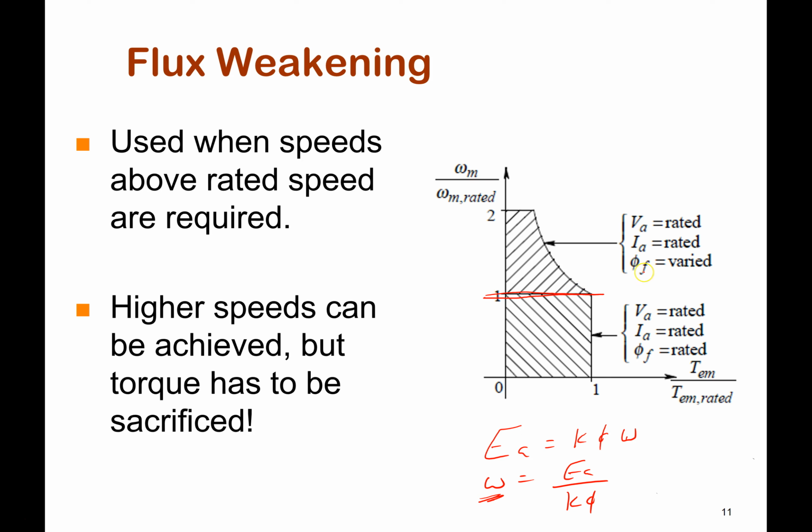And why we call it flux weakening is because, of course, TE is equal to K phi times IA. So if K phi drops, if it decreases, then we are going to have a decrease in the torque because we're going to have a smaller K phi here. So what happens is we sacrifice torque to get a higher speed without going beyond our ratings for EA and IA.